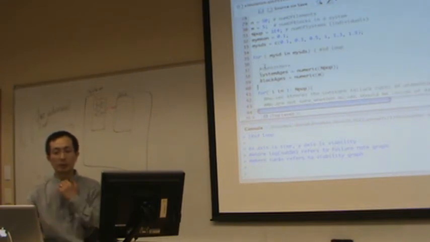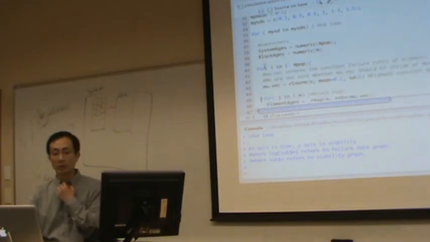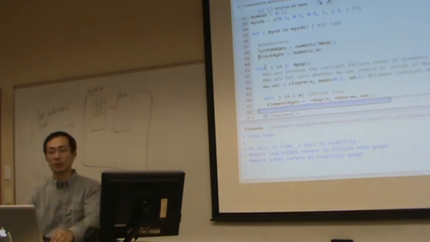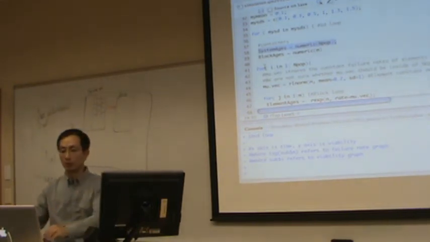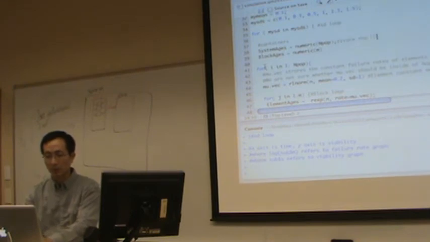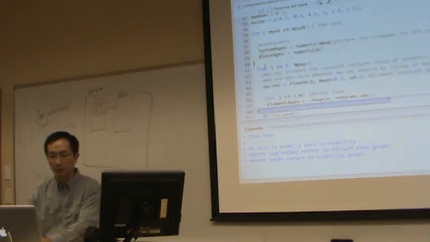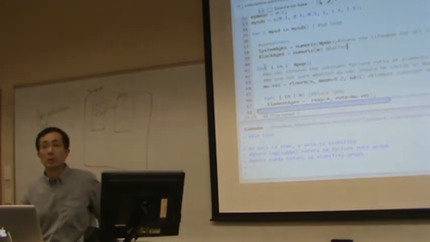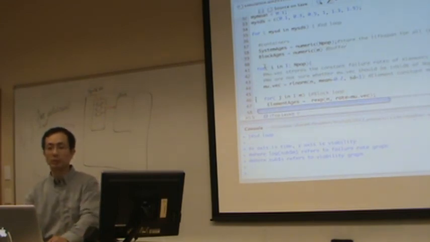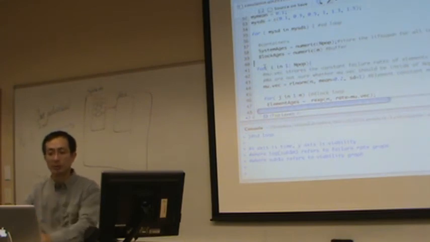For each loop, I'm going to simulate a population. To start, I need to generate some empty buffer vectors to store the simulation result. The first is system age, which is the lifespan for each individual in the population. This will store the lifespan for all individuals. The block lifespan is a buffer; I don't need to store the block, but I need it for the simulation. For the for loop, I need something called block age, which is just a temporary buffer.